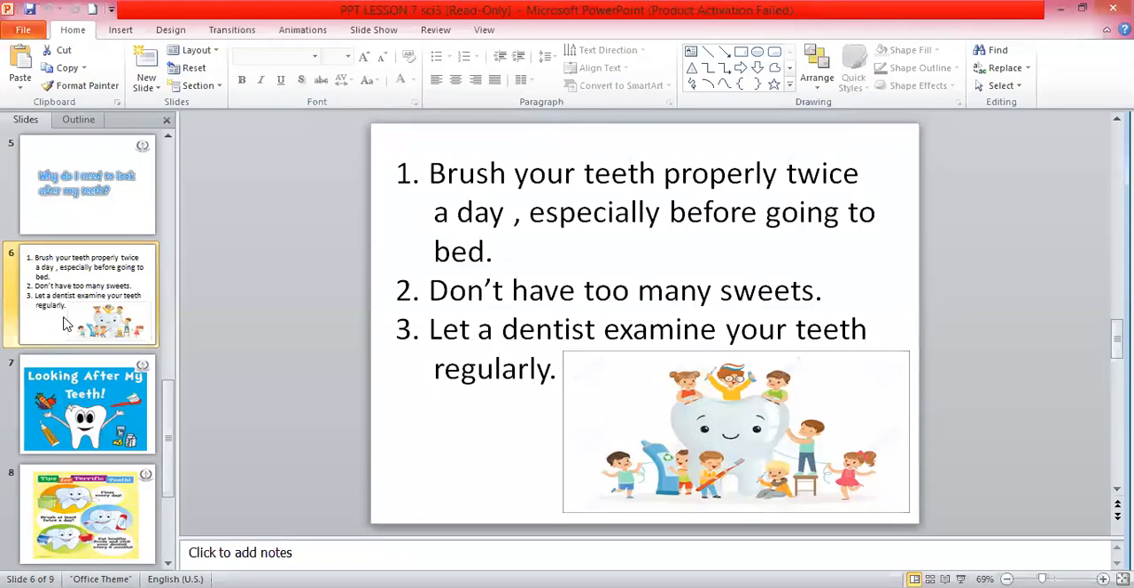And third, and the most important thing, is that you let a dentist examine your teeth regularly. This visit could be after 6 months, and even if not after 6 months, at least once in a year. Twice in a year is very good. Like after every 6 months, you must visit your doctor, even if everything is going fine, just to let him see inside what's happening with your teeth.